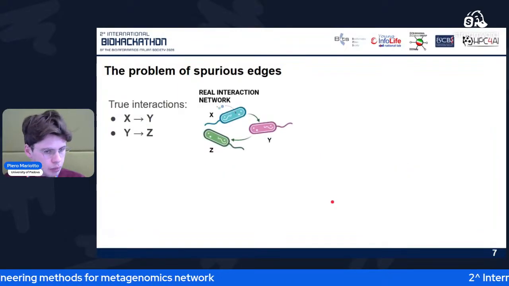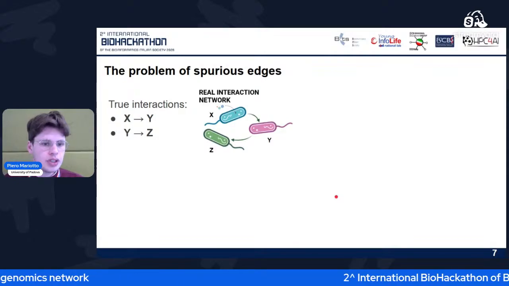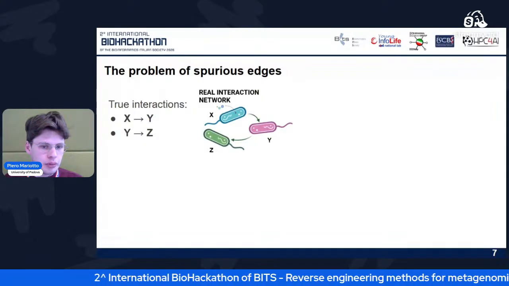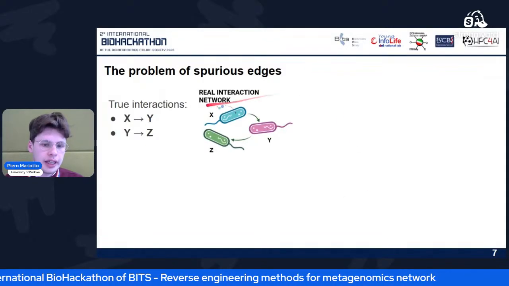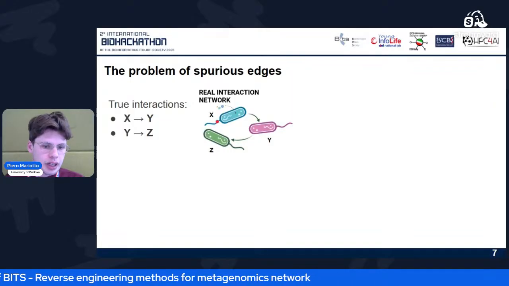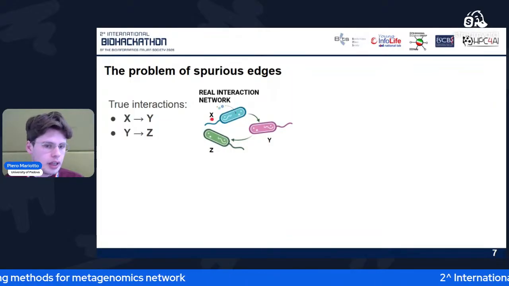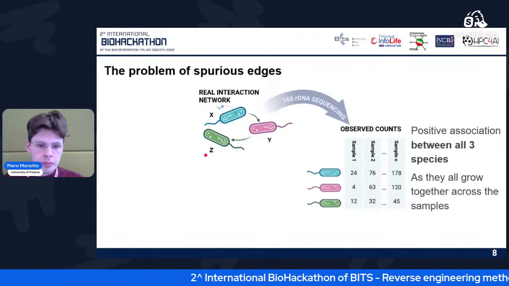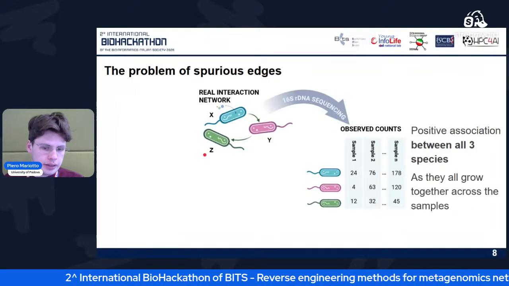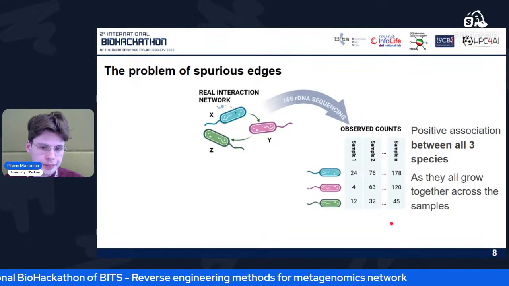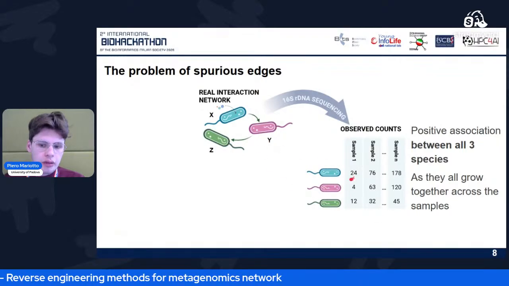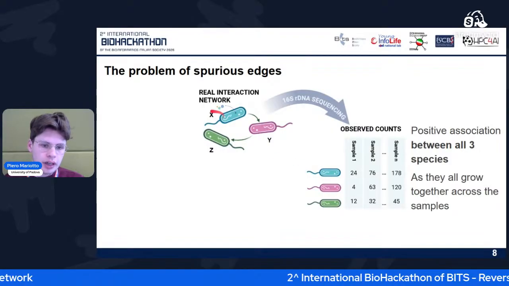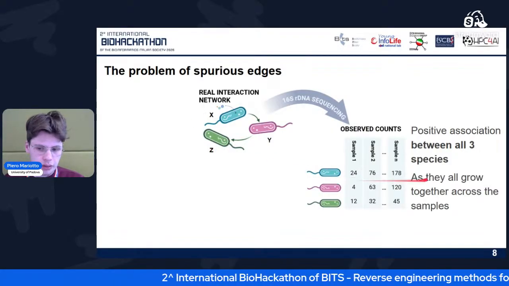But there is also another problem with using correlation, which is the inference of spurious edges. Let's think for a moment at a very simple mock example in which we have 3 species, X, Y, and Z. And the interaction structure of these 3 species is, I would say, very simple. X positively interacts with Y, and Y positively interacts with Z. But if you then do a 16S experiment, so you obtain a 16S table from this community, you would see a positive covariance of all three species across the samples, meaning that if X increases, both Y and Z increase over the samples.